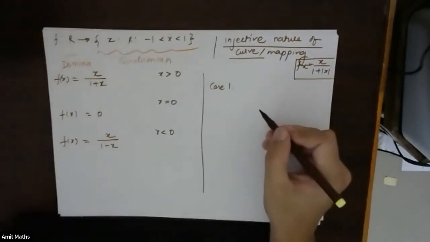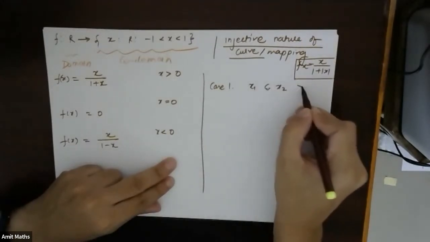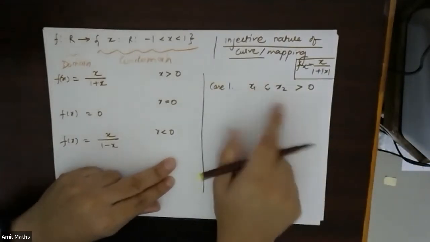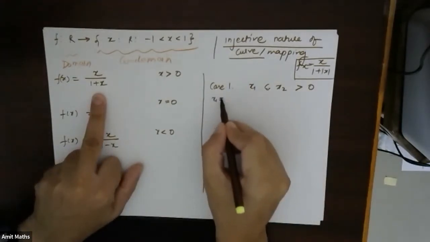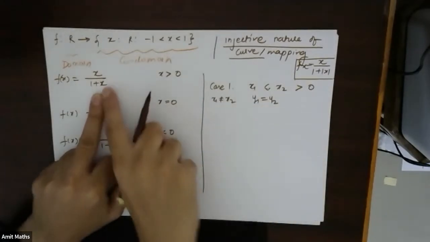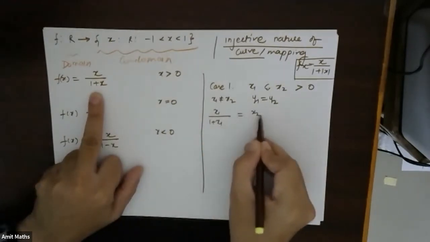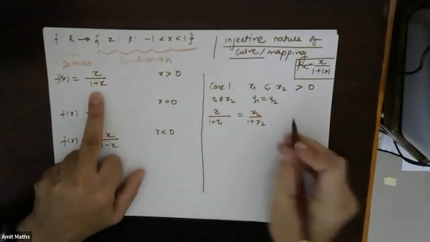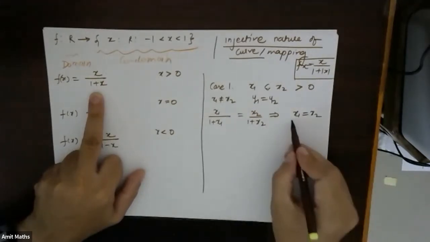Case 1 was when x1 and x2 are both greater than 0. If x1 and x2 are both greater than 0, the function will be of this kind. So x1 not equals to x2, I will find y1 equals to y2. Y1 will be when I substitute x1 here. So it will become x1 upon 1 plus x1 equals to x2 upon 1 plus x2. When I cross multiply and solve this, I will get the solution x1 is equals to x2. If I'm getting only this, that means this is injective.